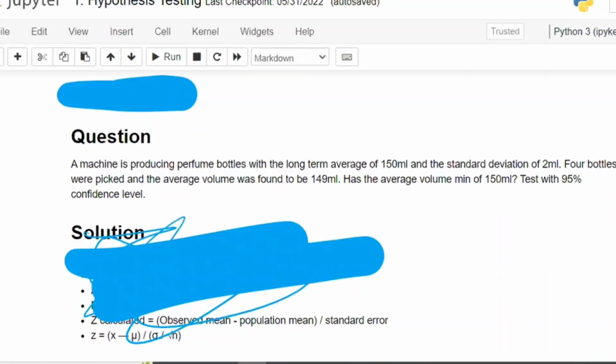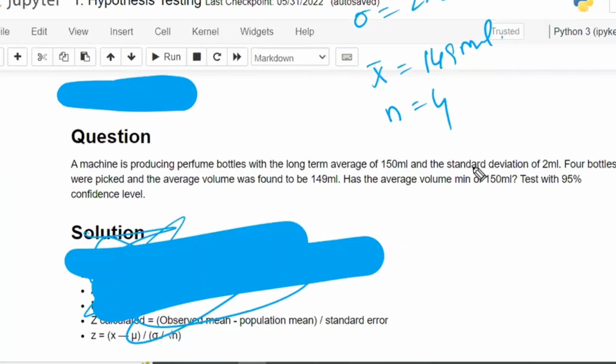So a machine is producing perfume bottles with a long-term average. Long-term average means population mean of 150 ml and standard deviation of 2 ml. 4 bottles are picked randomly and the average volume is found with respect to the average of 4 bottles. n is equal to 4, sample size of 4, sample mean is equal to 149 ml. Has the average volume a minimum of 150 ml? Is the minimum of 150 ml being maintained or not? The company is maintaining 150 ml in that bottle or not is the question.